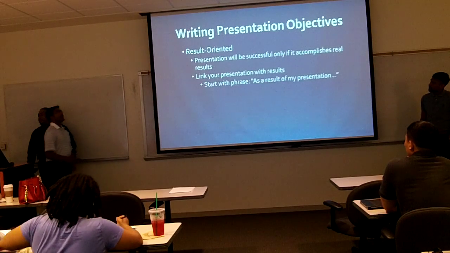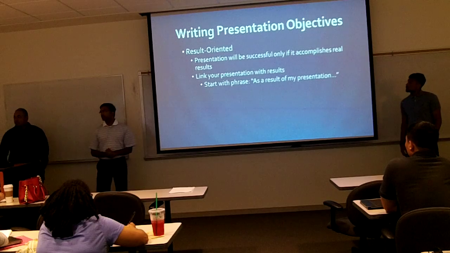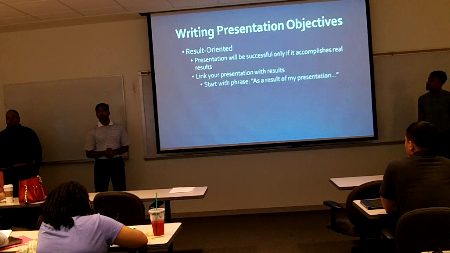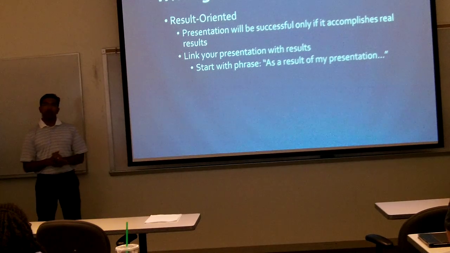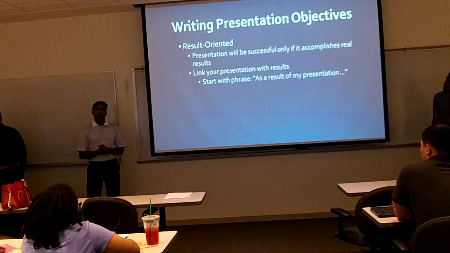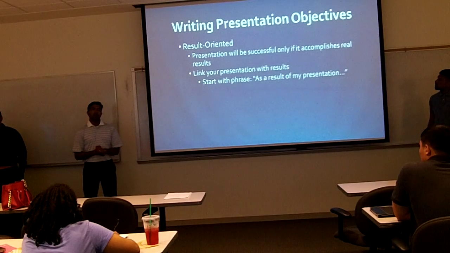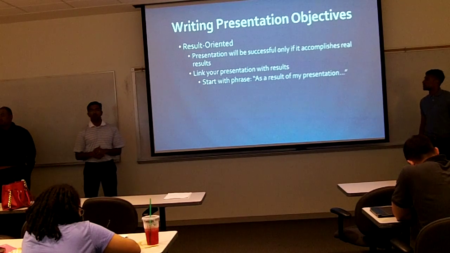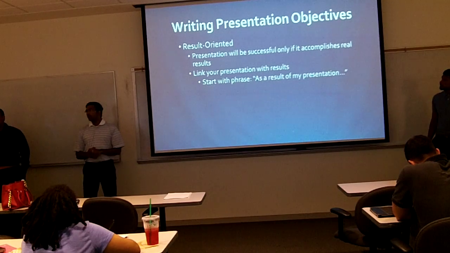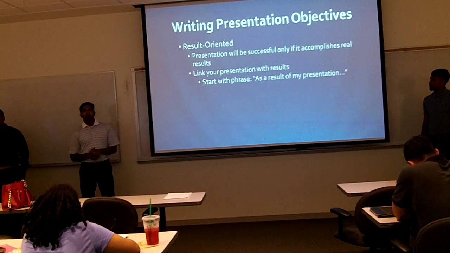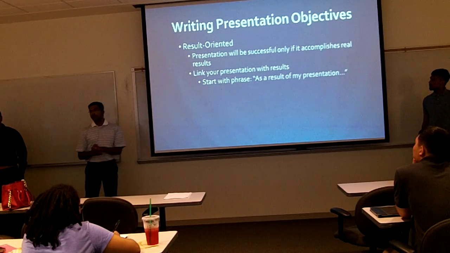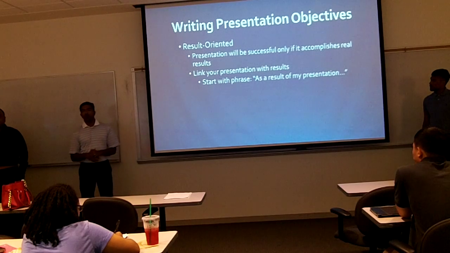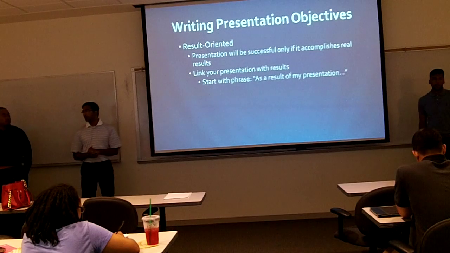So today I'm going over writing a presentation objective. The first thing that I want to point out is result-oriented objective. Before you start writing your objective, you have to have a goal that you want to achieve for the presentation. At the end of the presentation, the audience will have to learn something from you. To do that, you can link the audience with the results by using phrases like, as a result of my presentation, the audience will be able to do this, or the audience will understand what I'm going through over the presentation.